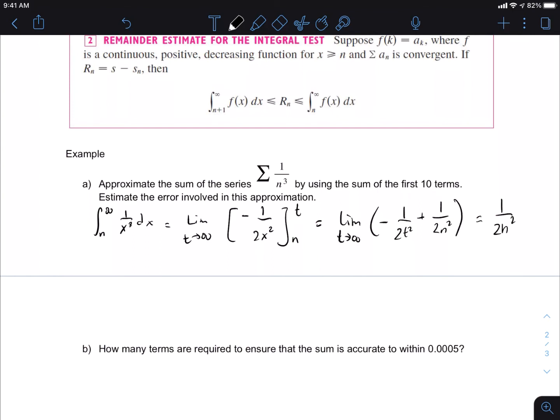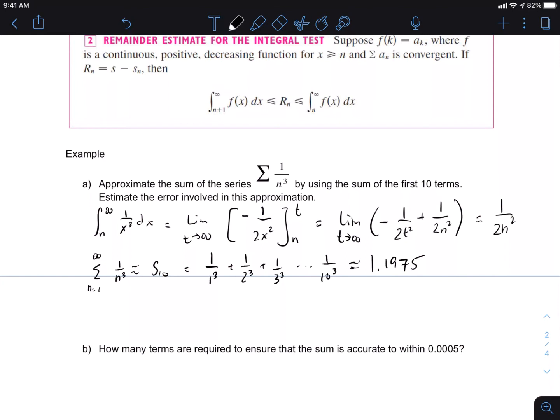Right? Now, what we can do to find the sum of this thing, we can do that quite simply by going the sum from n equals 1 to infinity of 1 over n cubed is going to be approximately the sum of the first 10 terms. That's what we're going after, which is 1 over 1 to the third plus 1 over 2 to the third plus 1 over 3 to the third up to 1 over 10 to the third, which is going to be approximately 1.1975.